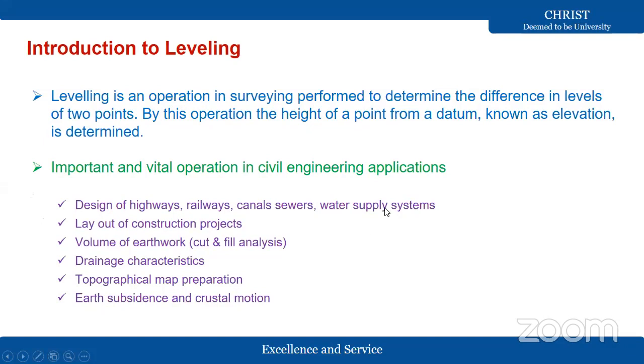Now here two terms are there. One is elevation, the other one is altitude. The difference between elevation and altitude is this: if I am measuring the height of a point on the Earth surface with reference to the mean sea level, then it is called elevation.